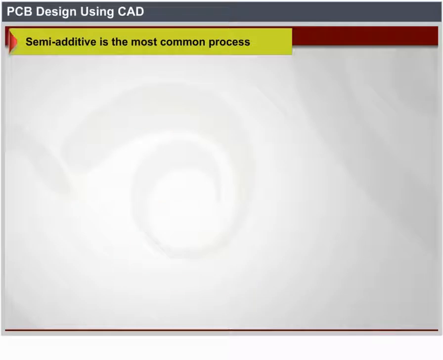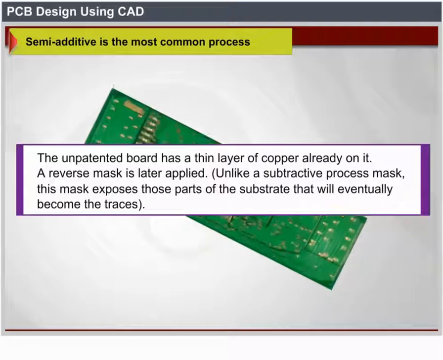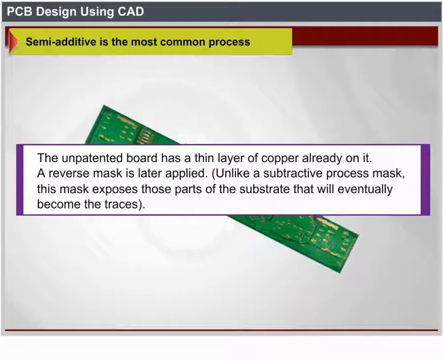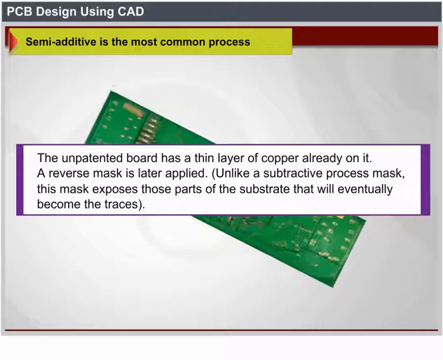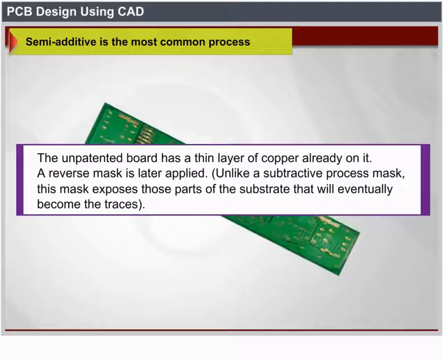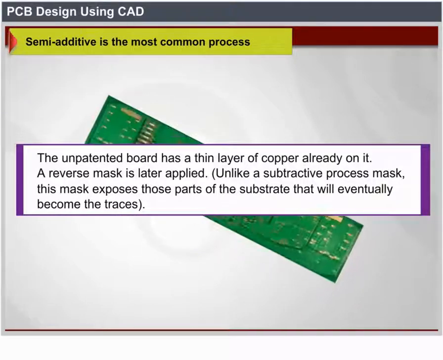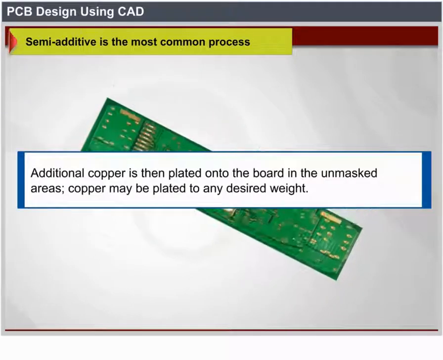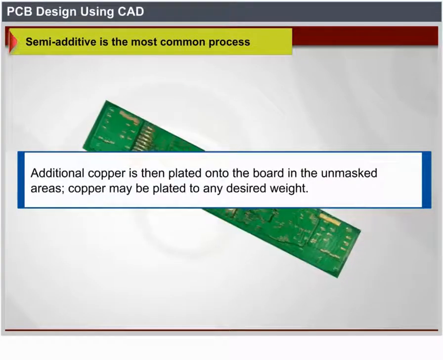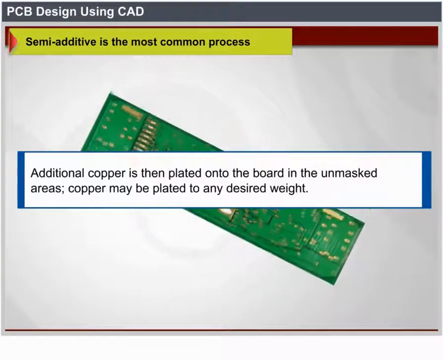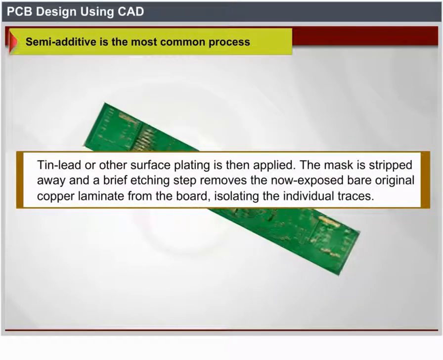Semi-additive is the most common process. The unpatterned board has a thin layer of copper already on it. A reverse mask is then applied. Unlike a subtractive process mask, this mask exposes those parts of the substrate that will eventually become the trace. Additional copper is then plated onto the board in the unmasked areas. Copper may be plated to any desired weight. Tin-lead or other surface platings are then applied.